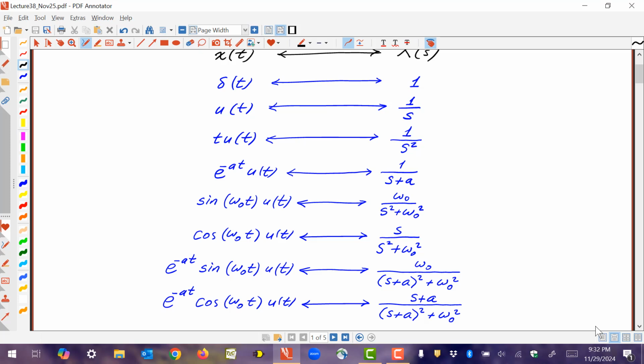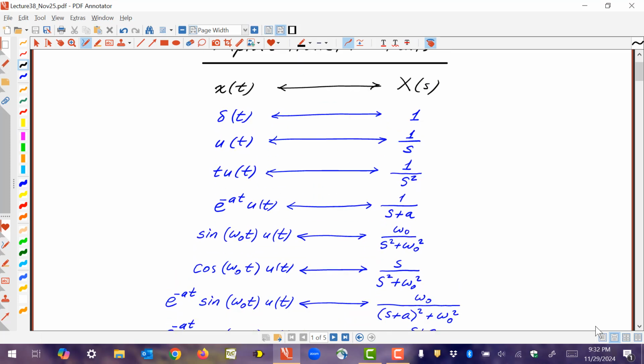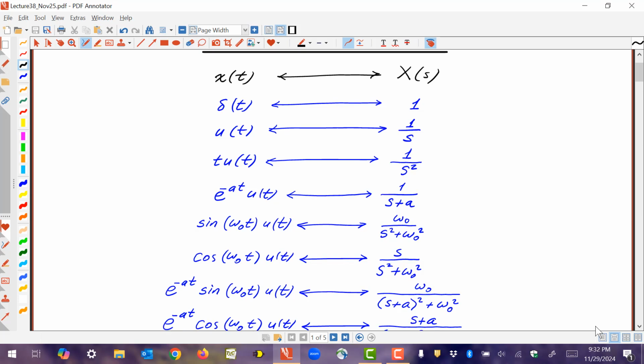So these are typically the ones that you come across when you solve circuits problems, with few exceptions, but these are the main ones. So these you will find in most Laplace transform tables. These are called Laplace transform pairs because the time domain function x of t goes with the frequency domain or Laplace domain function x of s.